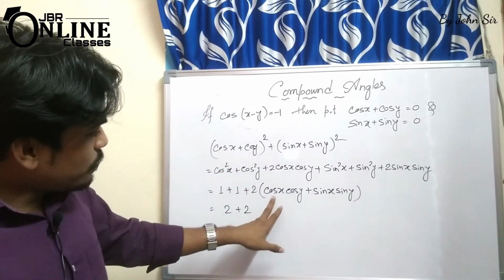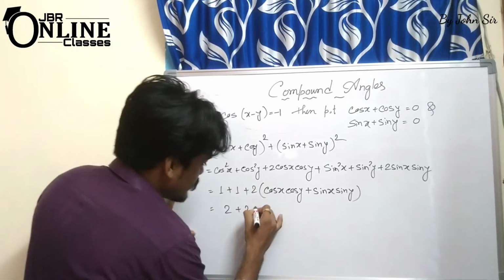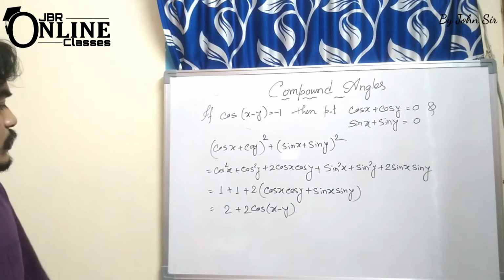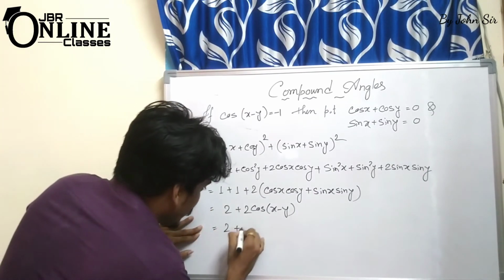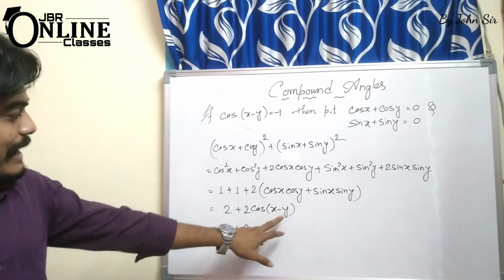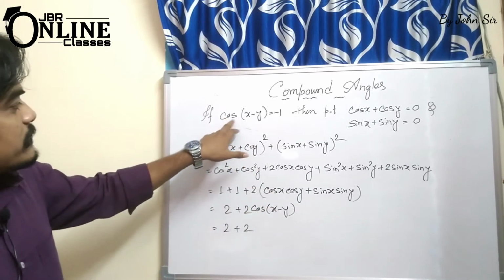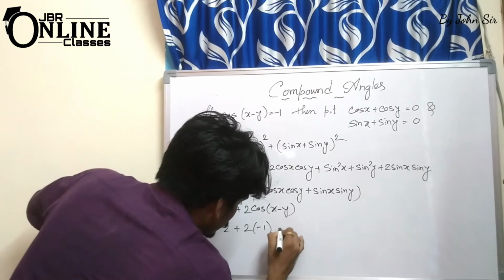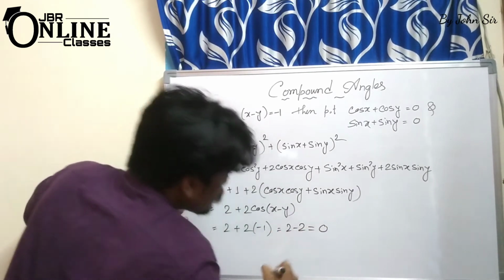And now it is the formula of cos(a − b). So here you can write down cos(x − y). Okay, so then 2 plus 2 into cos(x − y), and the value of cos(x − y) is given, that is minus 1. So write down here minus 1. So that means 2 − 1 equals 0.